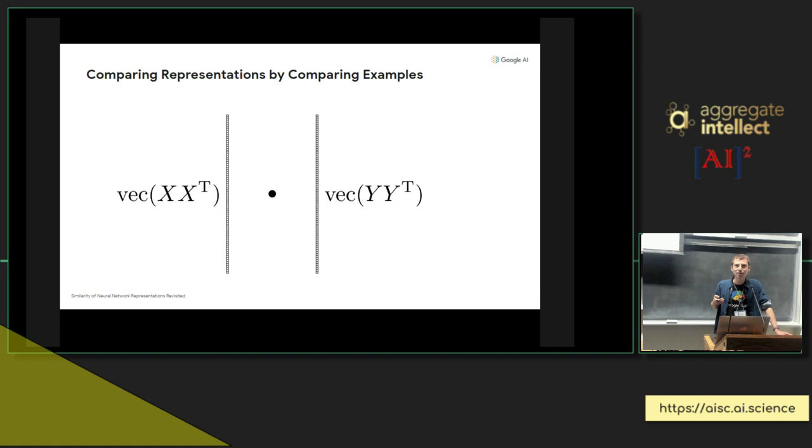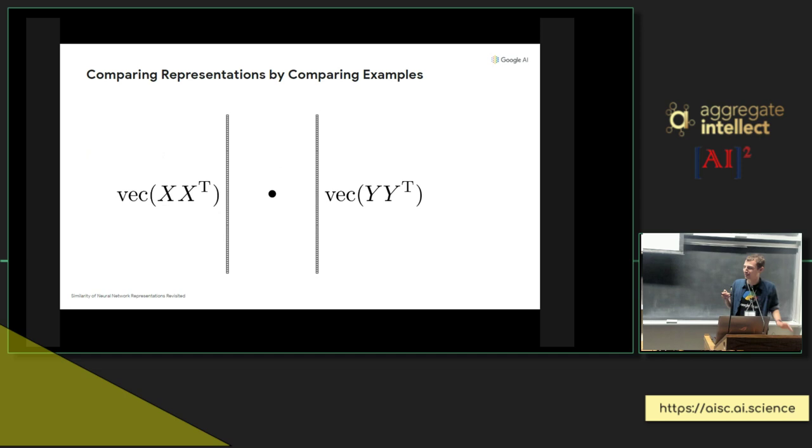Because X transpose X is like the correlation between features, right? But this is correlation between individuals. Yeah, so every element of this matrix is the dot product between one example and another example according to the neural network representation. I guess I'm asking, is that meaningful in a way? Okay, let's just ask that question at the end of the talk. Oh, sorry. Okay, yeah, I'm happy to return to it later.